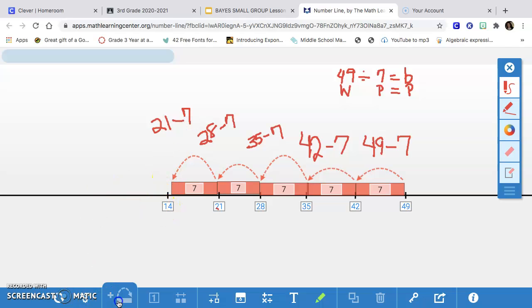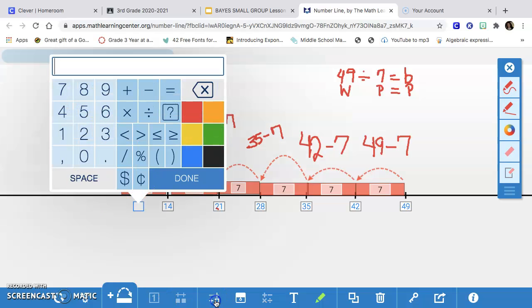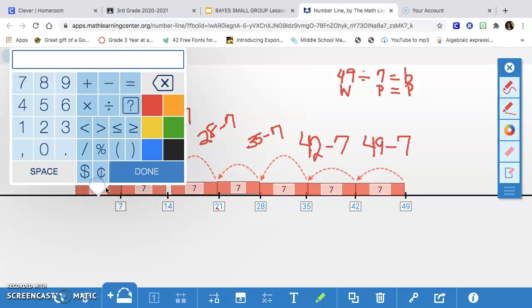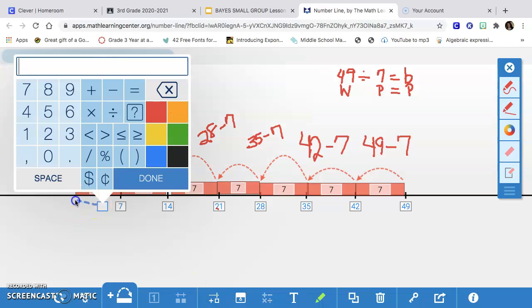Now we're going to hop again. So I'm going to come down here and get me another hop. And 14 minus 7, well, actually, it is going to be 7. So 14 minus 7 gives me 7. And then I'm going to do one more hop. And that hop's going to also be valued at 7. And when I do 7 minus 7, I get 0.